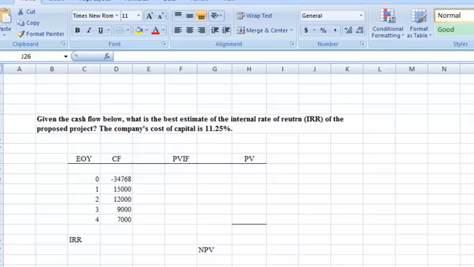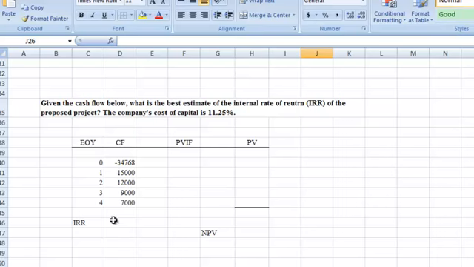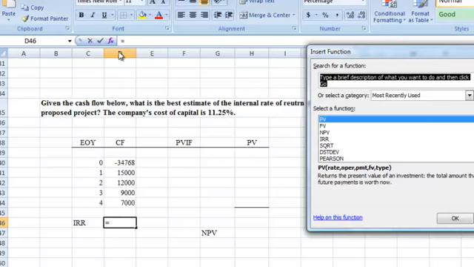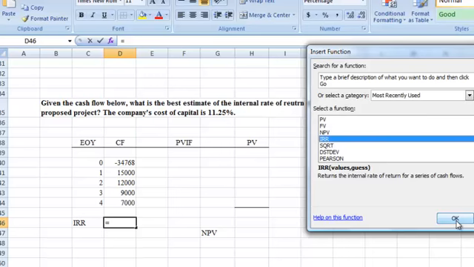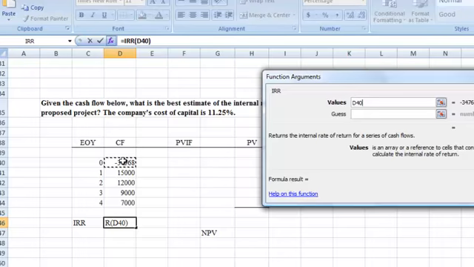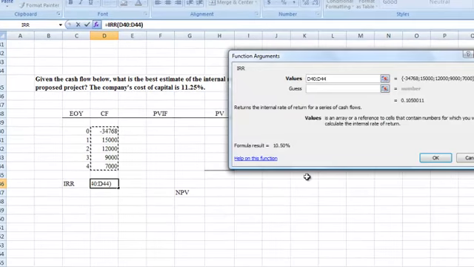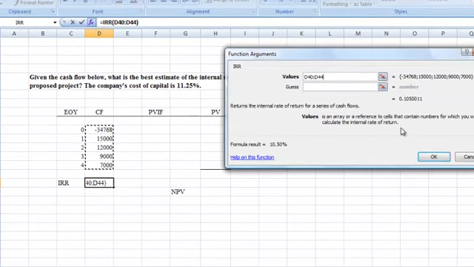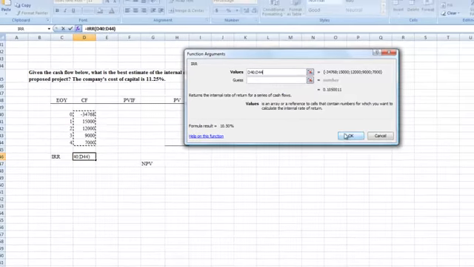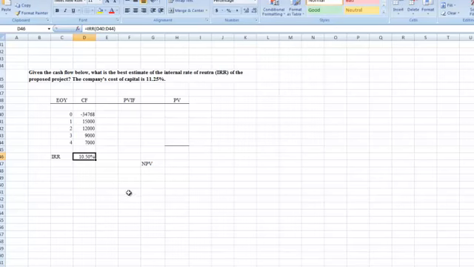Okay, so the first thing we need to do is calculate the internal rate of return. So let's do that here where it says IRR. We're going to use our functions, and open our internal rate of return function box, and then grab all these values for the 4 years of cash flows, and that includes right now, which is the initial outflow in year 0. And you can see that's going to give us a 10.5% internal rate of return. Okay, so that's the first step.